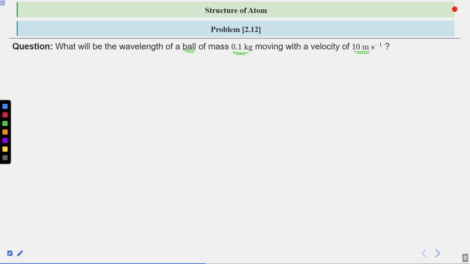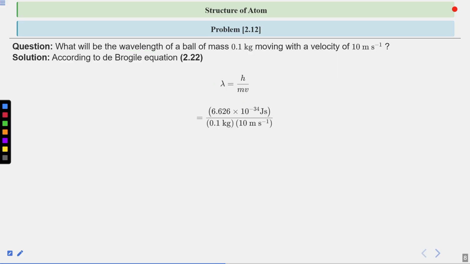Here h is the Planck's constant. You must know the value. It is 6.626 into 10 to the power minus 34. Now we will use the de Broglie equation, which is lambda equals h by mv. Lambda is the wavelength, and we are interested in calculating it. Just put the values here. The h value is 6.626 into 10 to the power minus 34 joule second. The unit is important. Then 0.1 kg is the mass and 10 meter per second is the speed, as given in the question. If you calculate this, you will get the value 6.626 into 10 to the power minus 34 meter.